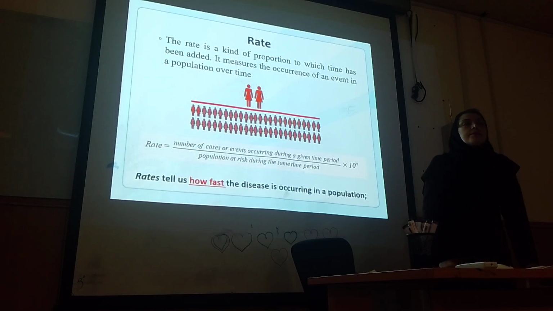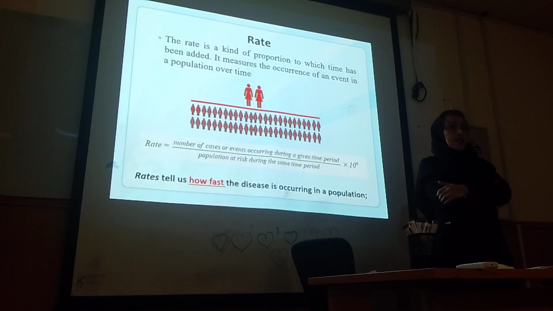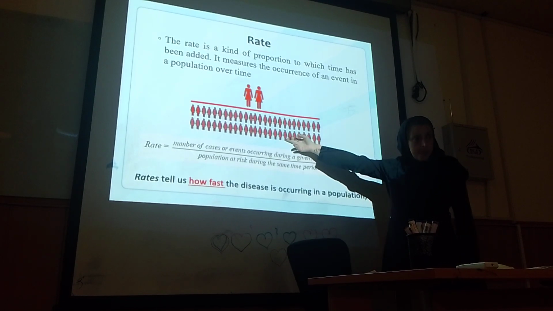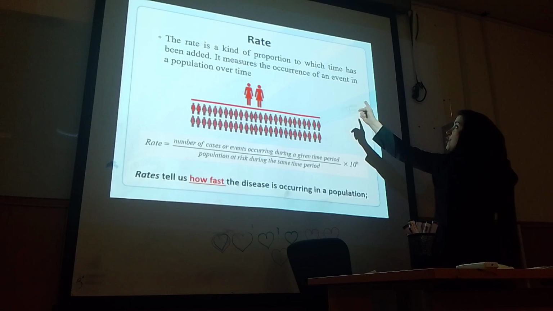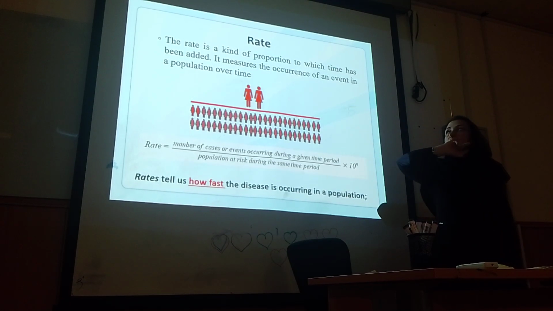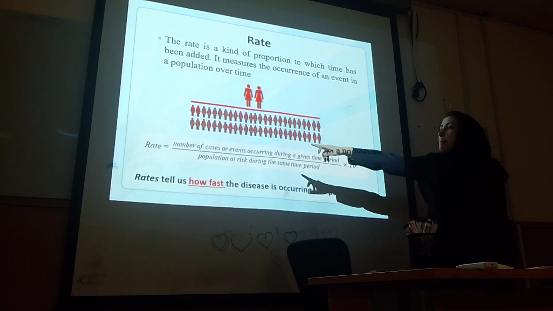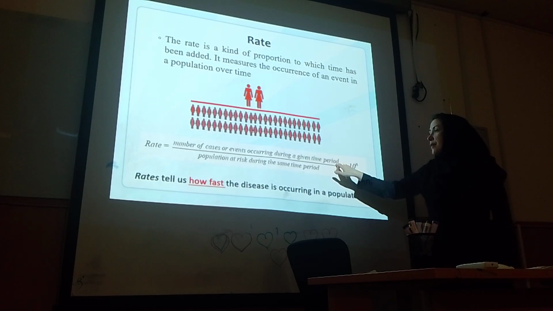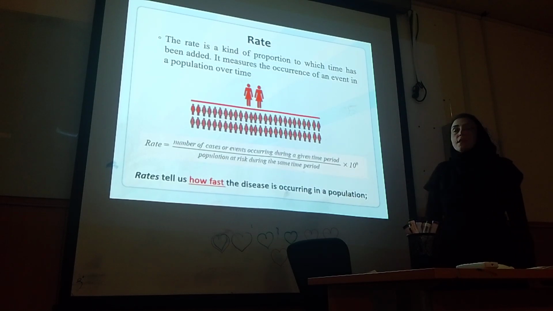How about rate? Rate is a kind of proportion, so the numerator is a subset of the denominator, because it is a kind of proportion to which time has been added. It means the number of cases or events occurring during a given time period divided by the population at risk during the same time period.